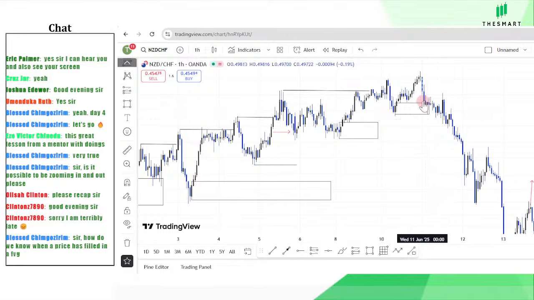Sometimes you will see price actually move from what? An invalid order block. The market is always right. Now, if you look at this point, what happened? The price didn't fill this one. There was no fair value gap. Price didn't fill this one.